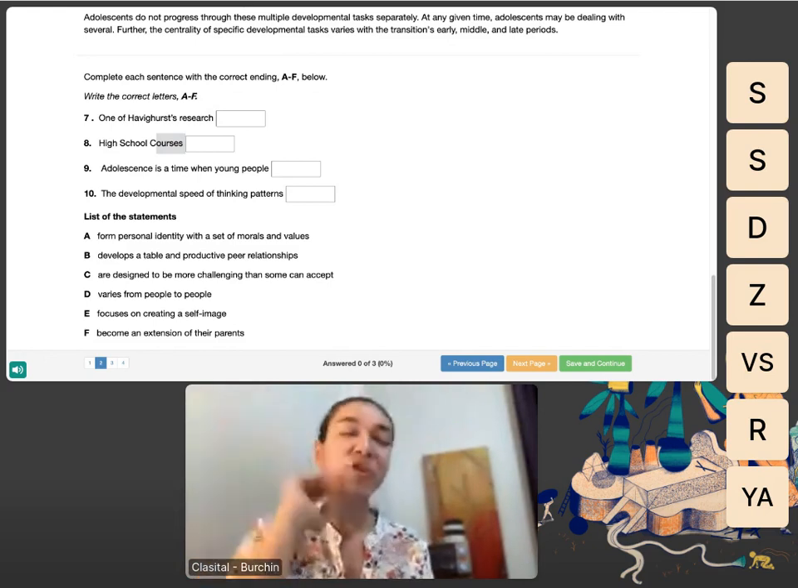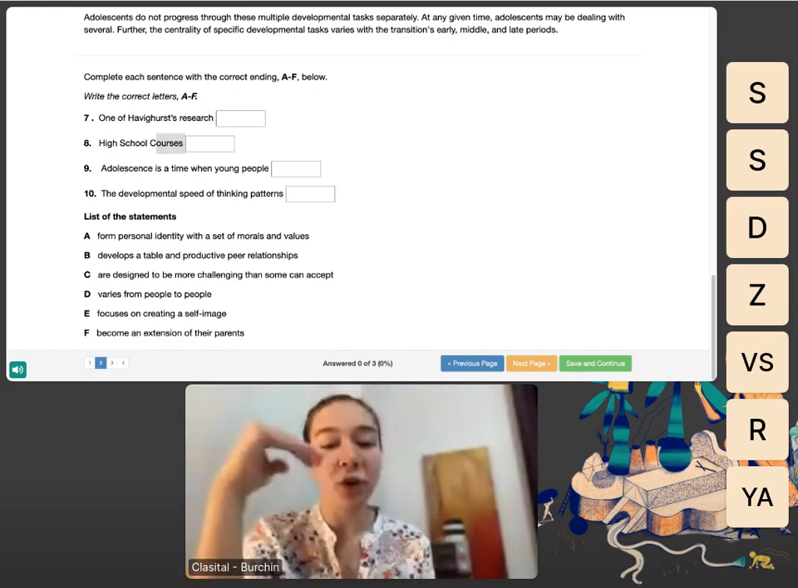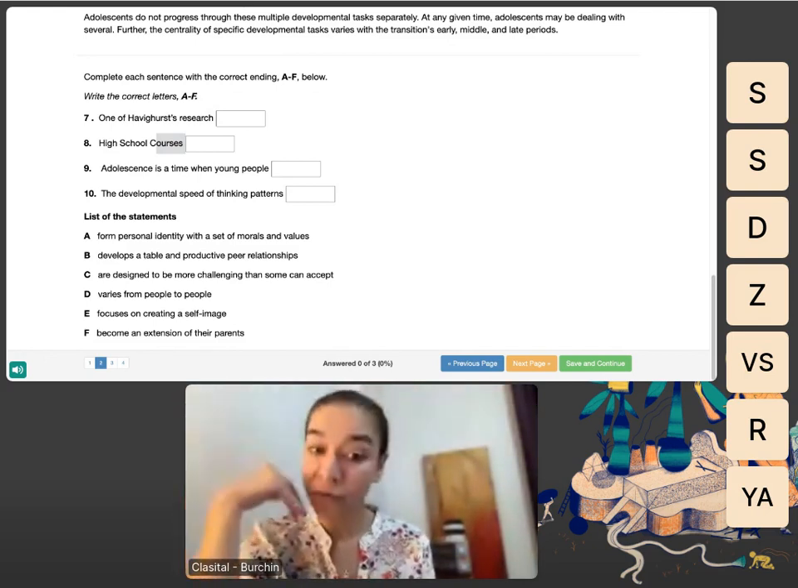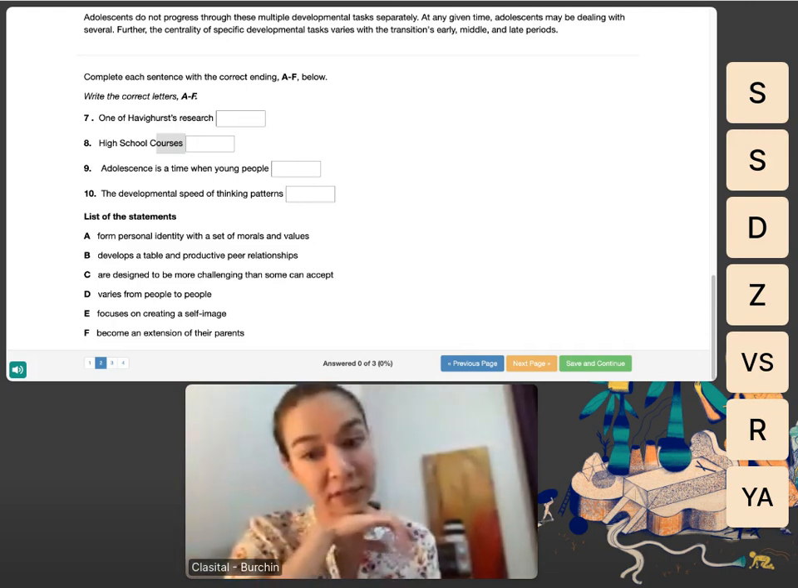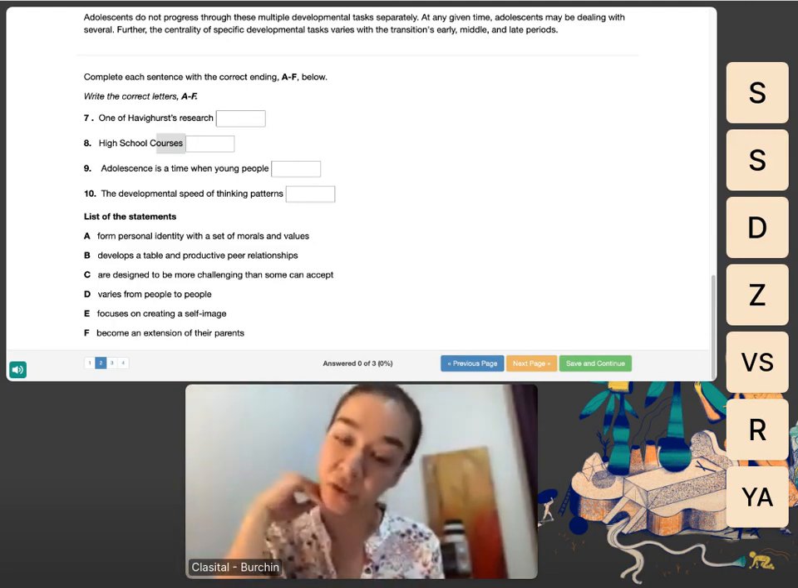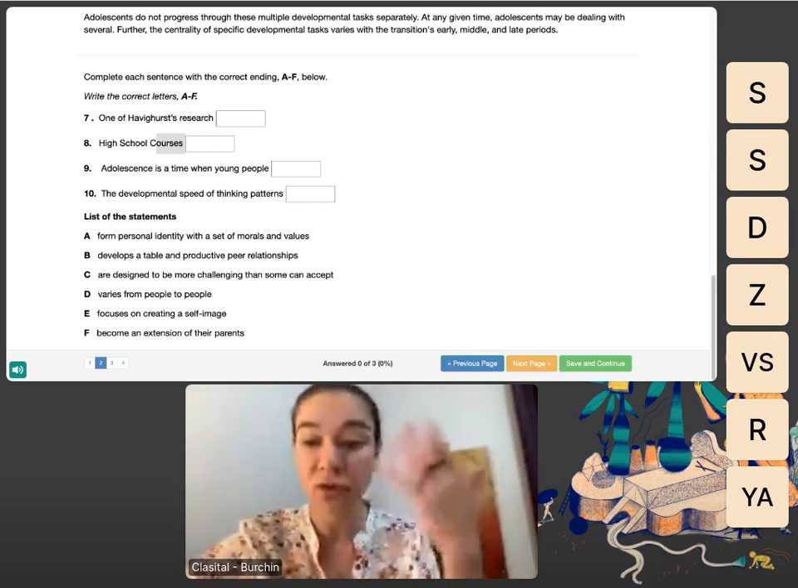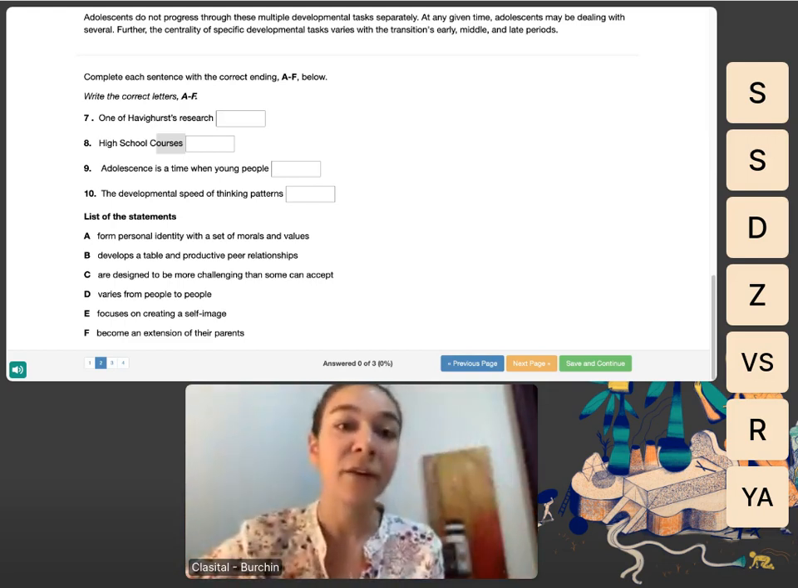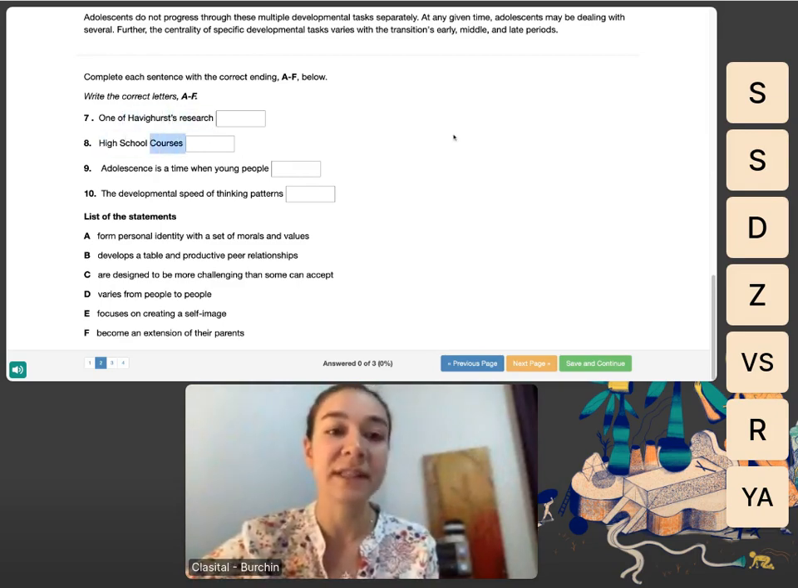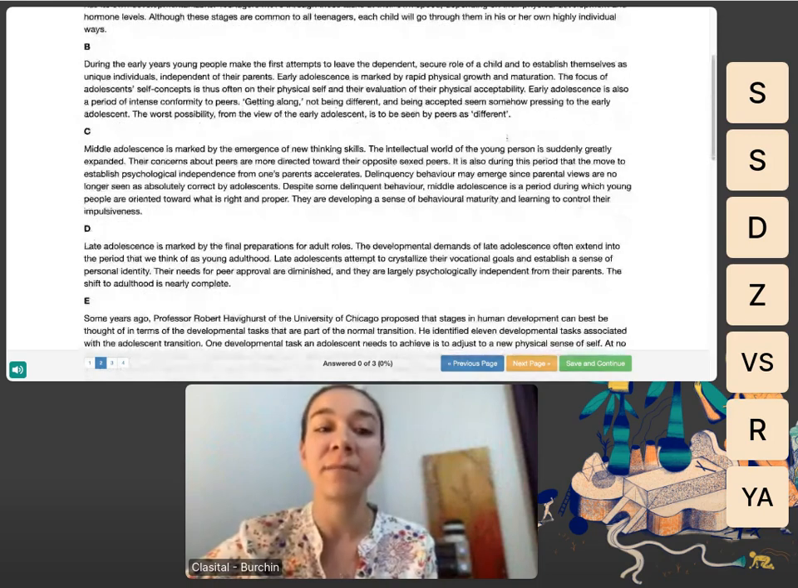These question types usually go in order. So first we will see the answer for question one, then we will see the answer for question two, and it will continue that way. But let's see, I am not sure we will see it in the text. Okay, having heard research, high school courses. Let me read the passage.